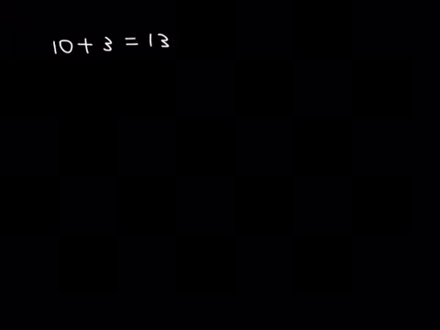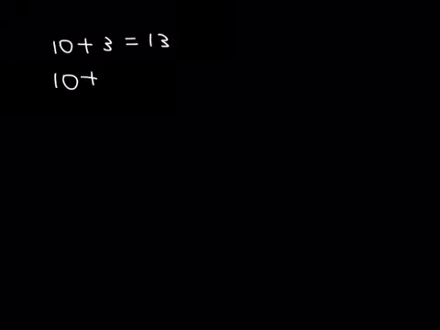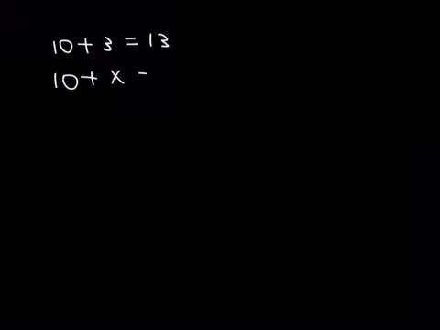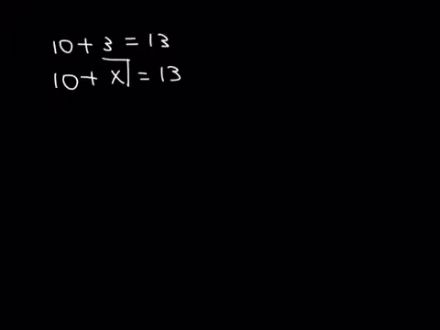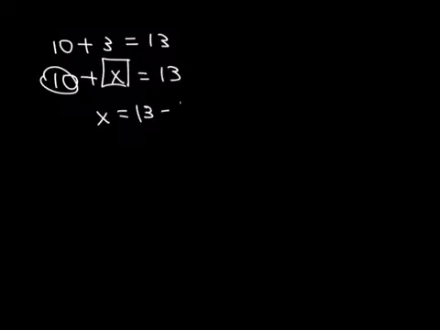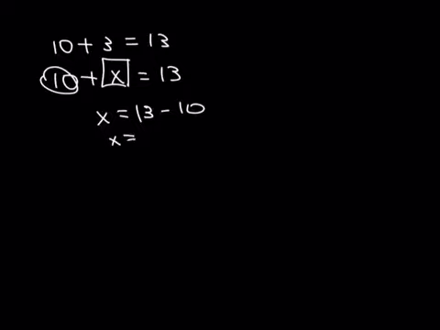Okay, so the sum of two numbers is 13. So if we have two numbers, let's just come up with two numbers that add up to give us 13, just to kind of give us an idea of what we're looking at. 10 plus 3 equals 13. Well, if we have 10 plus what equals 13, how do we know that this is a 3? Well, we looked at this and said x is 13 minus 10, so x equals 3.